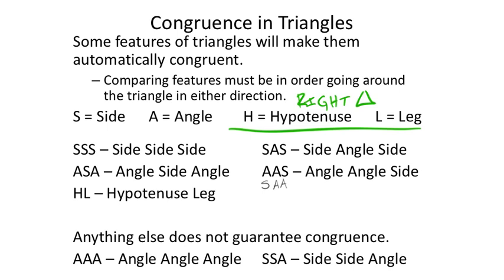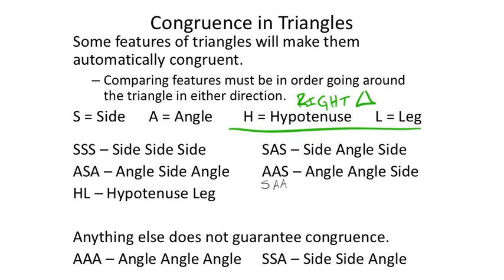Side, angle, side, doesn't matter if you go backwards. Same with angle, side, angle. Hypotenuse, leg, yeah, you can go leg, hypotenuse, whatever. Now, it's really 5 statements right here that you have to memorize. You don't have to memorize those. I just memorized these 2 because it's a lot easier to memorize 2 than 5.